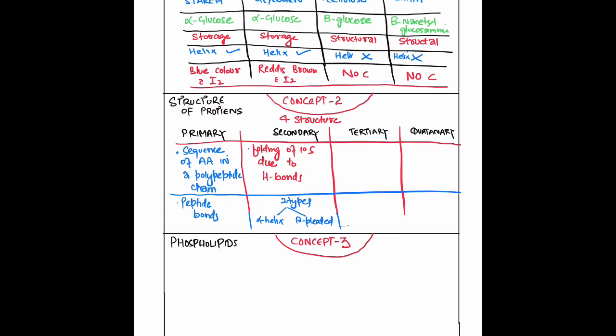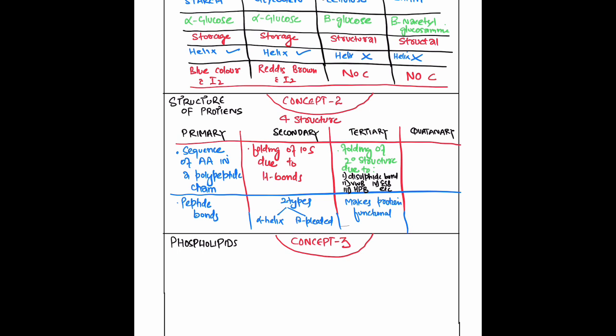Then we may be asked about tertiary structure, which we should always remember is folding of the secondary structure due to a variety of bonds, which may include disulfide bonds, van der Waals bonds, hydrophobic bonds, electrostatic bonds, etc. And one must always remember, this structure makes the protein functional.